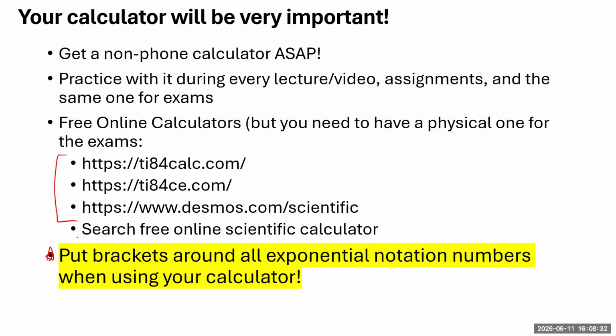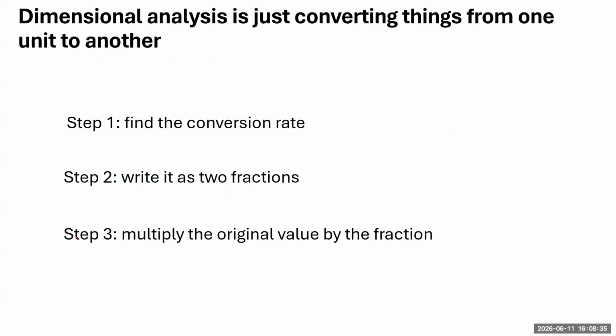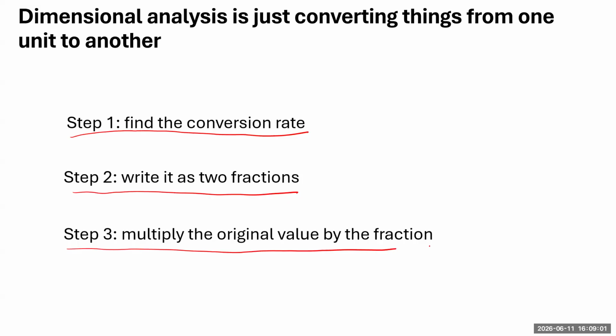All right. So dimensional analysis is just converting things from one unit to another, right? And we're going to do this in 3 steps. I'm going to try to keep this as simple as possible. And again, when you're more advanced, you don't have to do every step, but for now, this is how we're going to do it. Step 1, find the conversion rate. Step 2, write it as 2 fractions. Step 3, multiply the original value by that fraction. That's it. 3 steps, you can convert anything in the world.